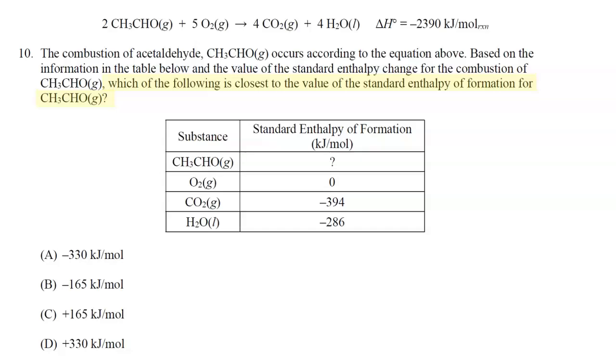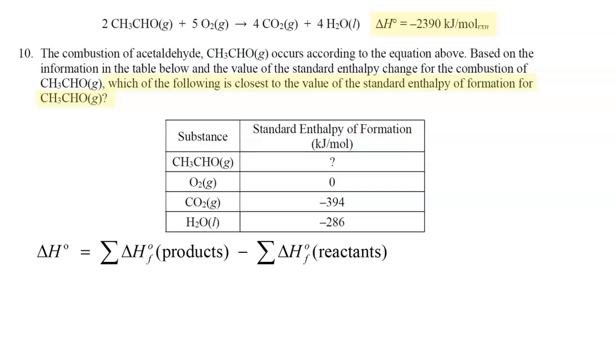So in the table below, there are 4 different substances listed. There's acetaldehyde, which we don't know the value for the standard enthalpy of formation, so that's what we're trying to find. And then we have oxygen, O2, which has a standard enthalpy of formation of 0. And then we have carbon dioxide gas, which has a value for the standard enthalpy of formation of negative 394 kilojoules per mole. And then we have liquid water, which has a standard enthalpy of formation of negative 286 kilojoules per mole. So we're going to use the same equation in question 10 that we used in question 9.